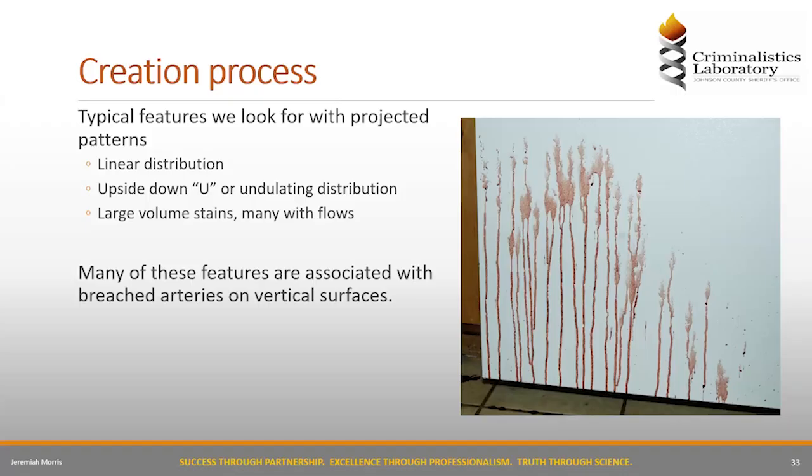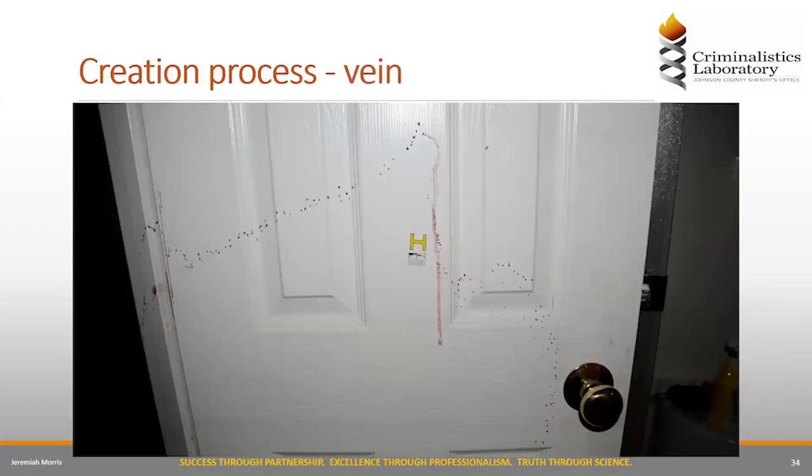If you have a breached vein that's on a horizontal surface, are you going to see those same features? You're probably not going to see those same features. So here's an example of where my conclusion is that this was a projected pattern that was created not from a breached artery, but from a breached vein. And it looks very different than the pattern that we saw before.